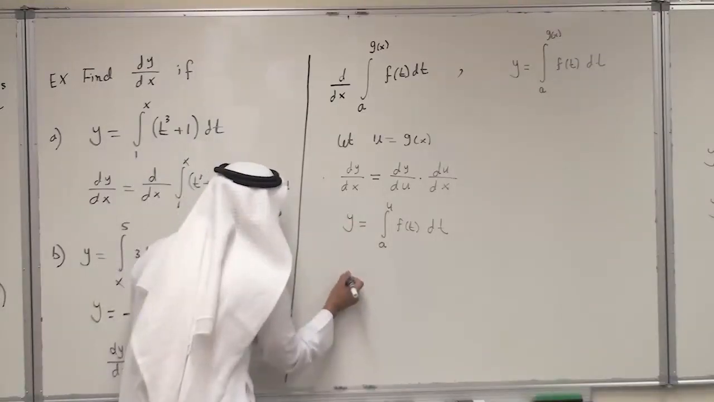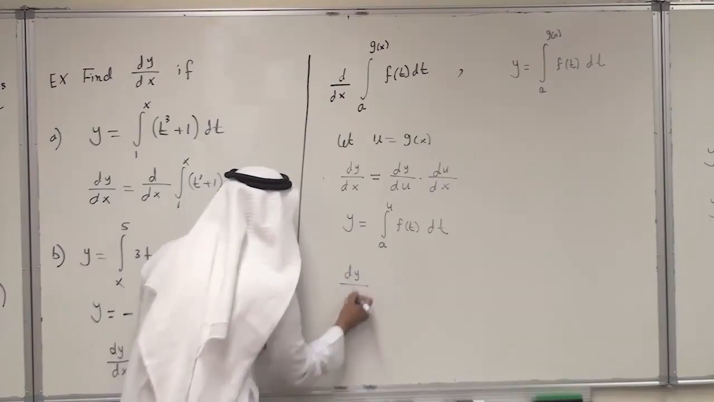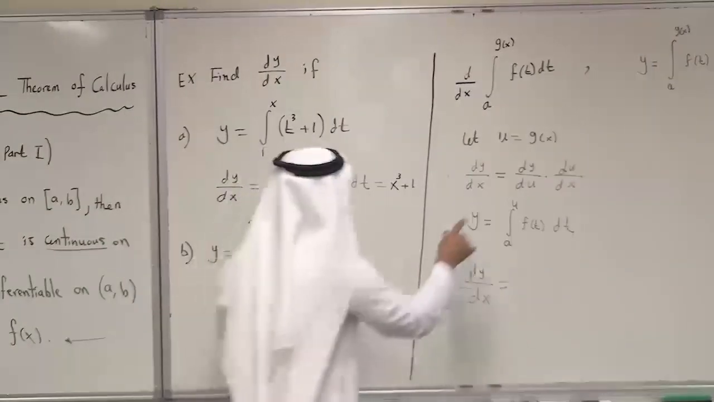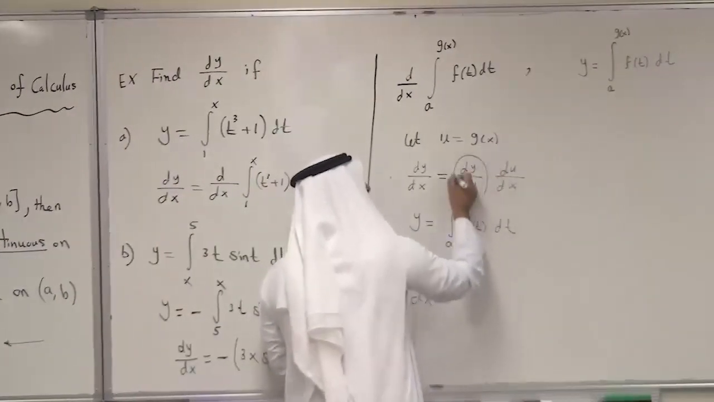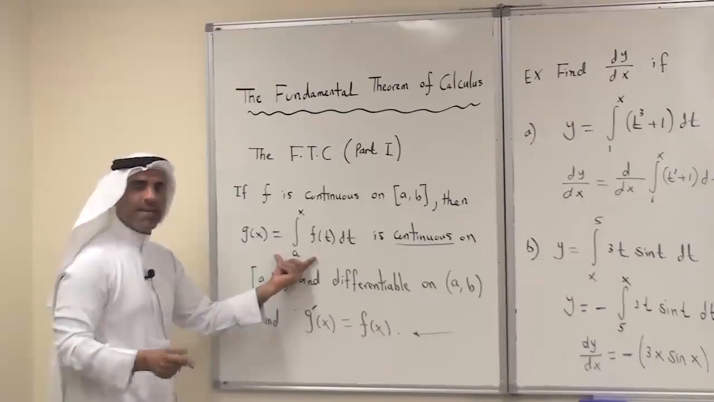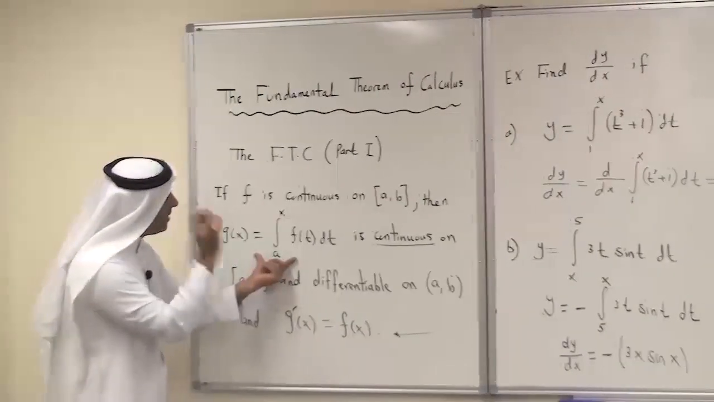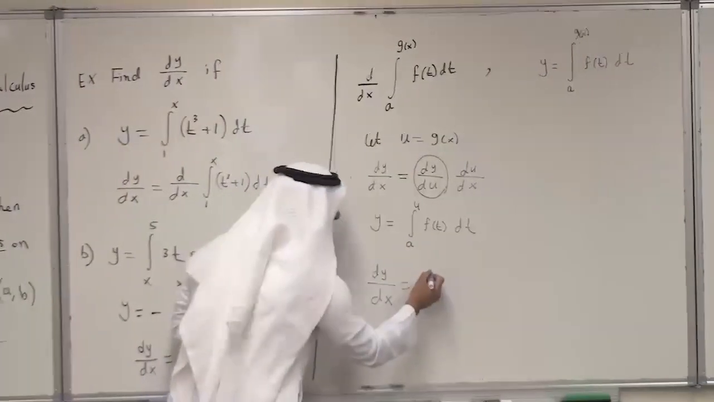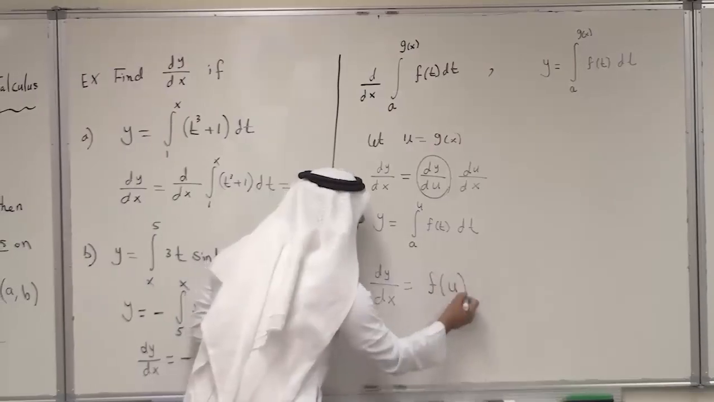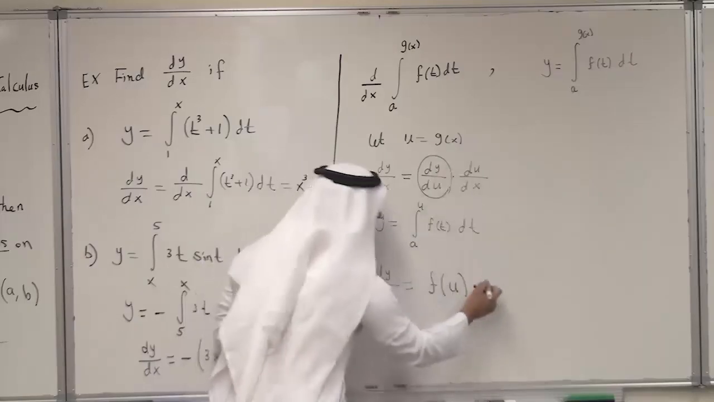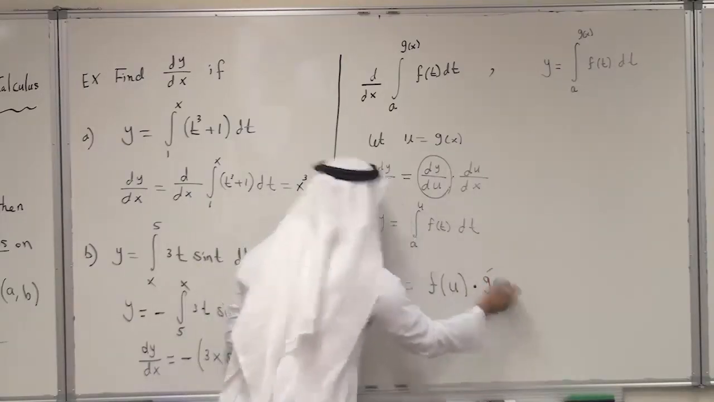dy by dx, using the chain rule we have in calculus 1, is dy by du times du by dx. How to get dy by du? Now, y is a function of u, which is exactly the same form we have for the fundamental theorem of calculus. Part 1 says if you need to evaluate the derivative with respect to u, that is nothing but f of u. But using the chain rule, you need to multiply by du by dx, which is g prime of x.